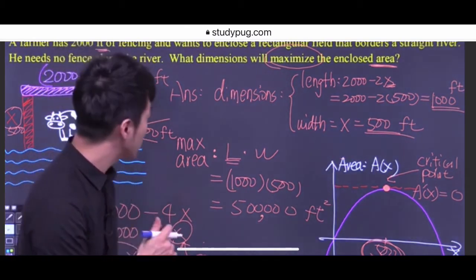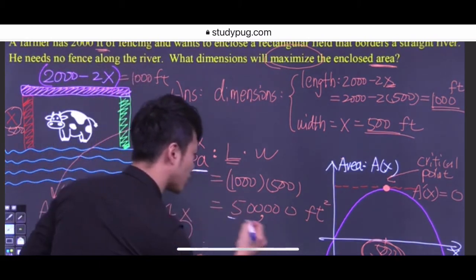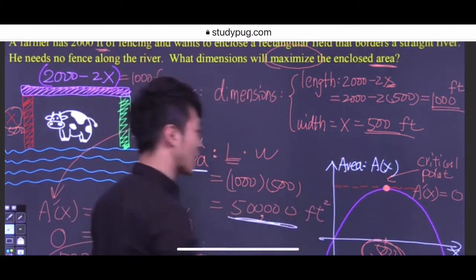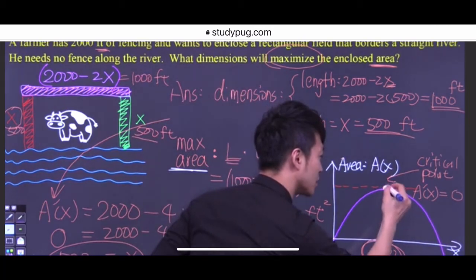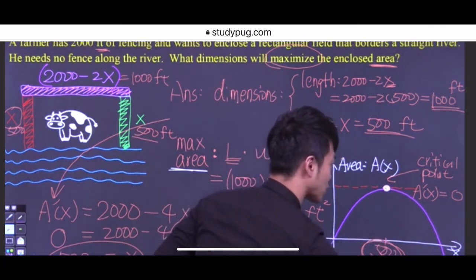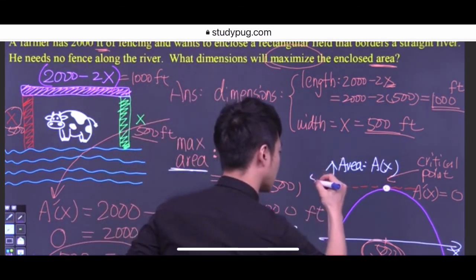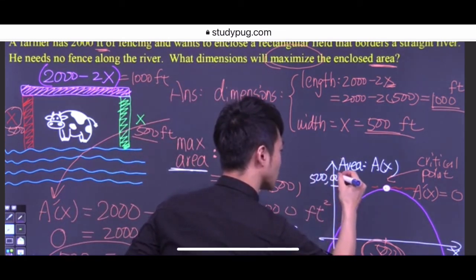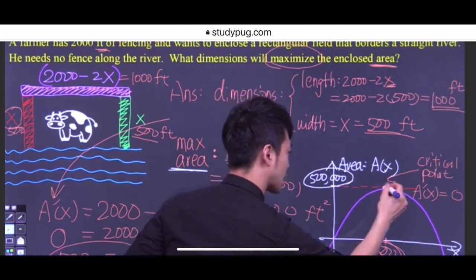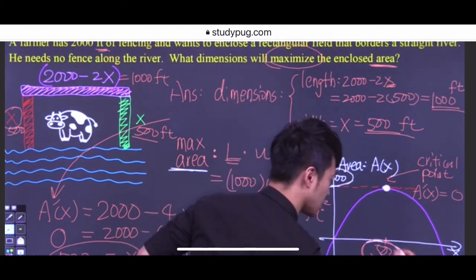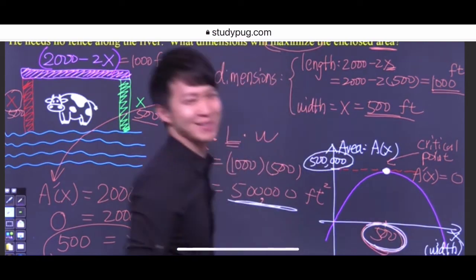So let me just quickly put down the maximum area we got here on the graph. The maximum point on the area function has a value of 500,000, and the maximum occurs when x is equal to 500.